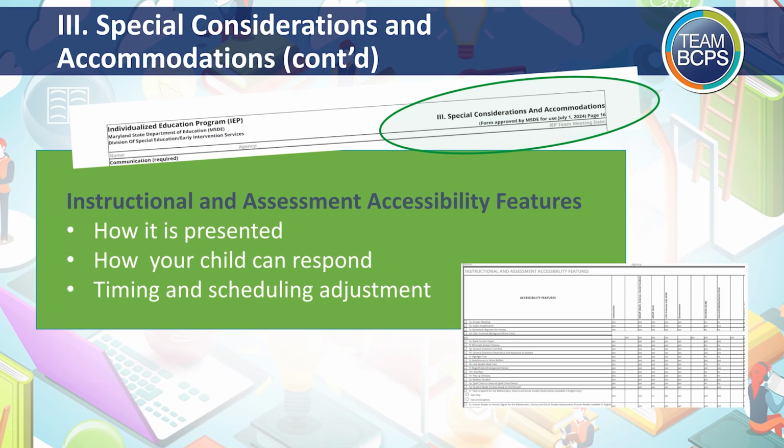Next up in this section is instructional and assessment accessibility features. There's a large menu of features that make testing more accessible. When the team is choosing accessibility features for your child, it must be supported as necessary by those present levels described earlier.